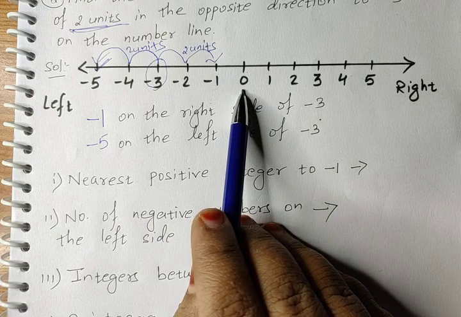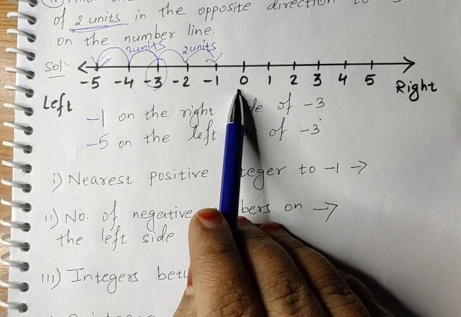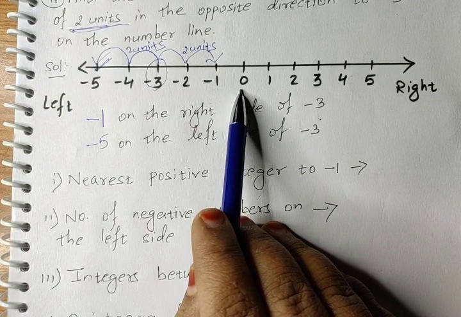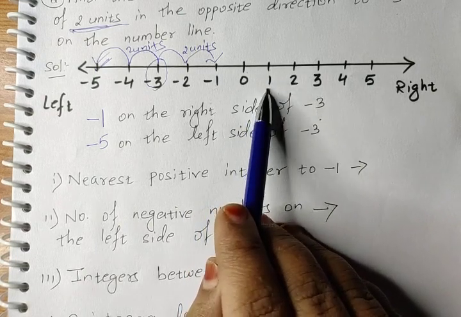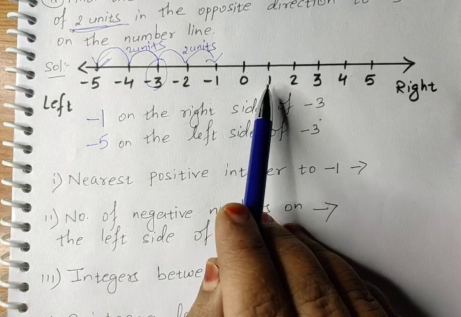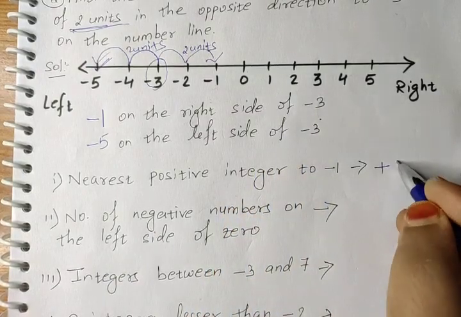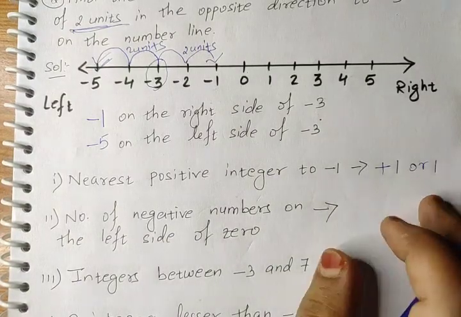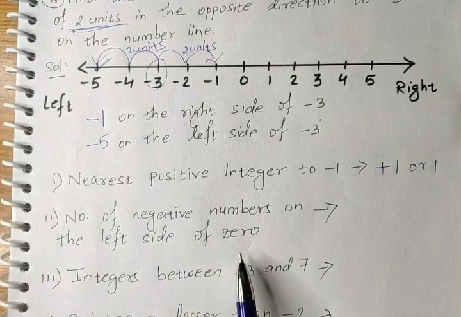Is 0 a positive integer? No. We already studied 0 is neither positive nor negative. So 0 will not come under positive integer. So next is what? 1 plus 1. So the nearest positive integer of minus 1 is 1. You can write 1 or plus 1. Both are same.